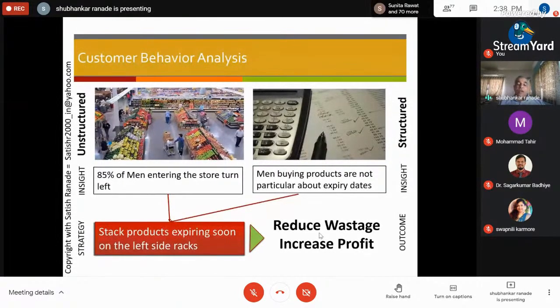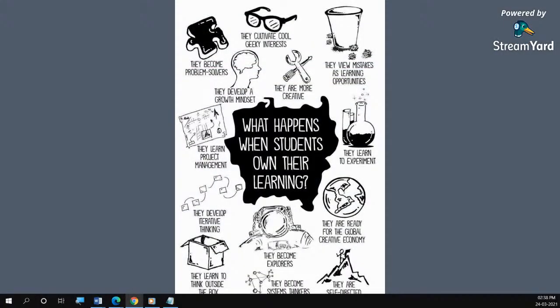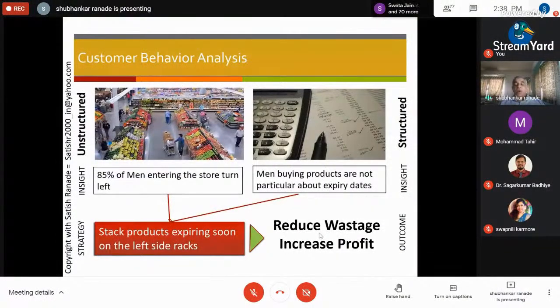Now that data gave me an insight that men who were buying products are not particular about expiry dates. This is the insight that data gave me. Now, how did they get this insight? Because they know the gender of the person who is paying the bill. They know what products they bought. They know the product characteristics, that is, what the product was, what the price was, what the expiry date was. So their insight from the data is men buying products are not particular about expiry date.